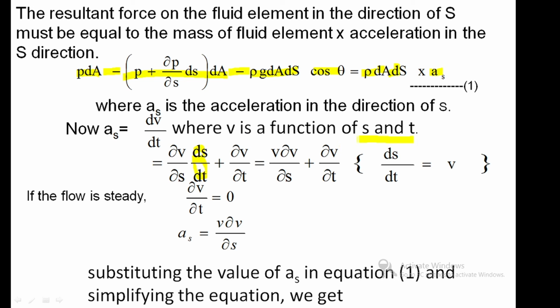Here v into dou v by dou s, ds by dt equal to v into dou v by dou s plus one dou v by dou t. Okay, here ds divided by dt equal to v. So dou v by dou t equal to 0. So a_s equal to v into dou v by dou s. Okay, this term you remember, and then substitute a_s value in equation 1.